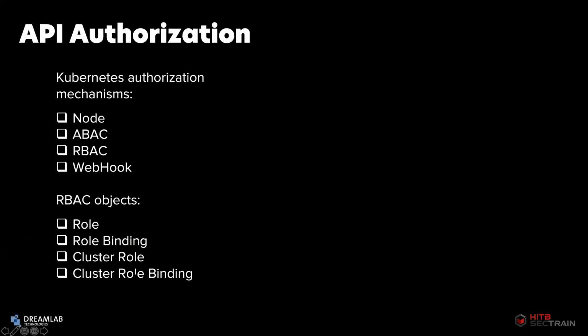Role and cluster role are used to define the set of permissions. The difference is that a role is namespaced, so it works for resources within a specific Kubernetes namespace, while a cluster role is cluster-wide. It works across all the namespaces, right? So once we have a role or a cluster role defined, it can be bound to users, groups, or service accounts using the binding objects.